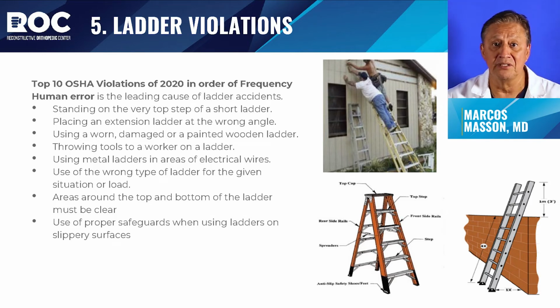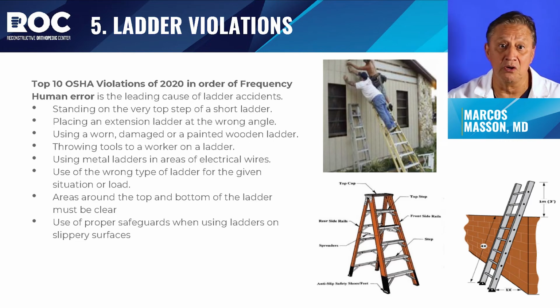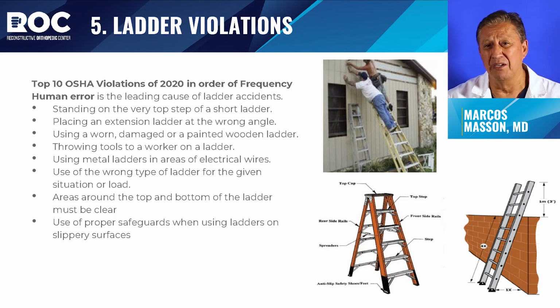Most of it has a lot to do with human error that causes these accidents. For example, in this picture, you can see these gentlemen improperly standing very high on a ladder, and if it falls, it can cause significant injury depending on where they fall to. Throwing tools from one person to another while you're on a ladder and they're reaching for it can cause an imbalance. And then using metal ladders around electrical wires can cause electrocution.